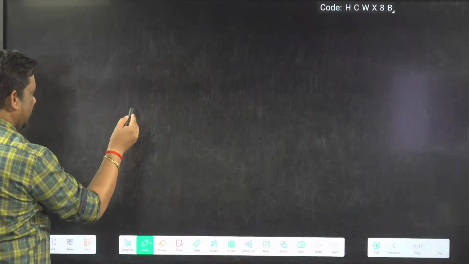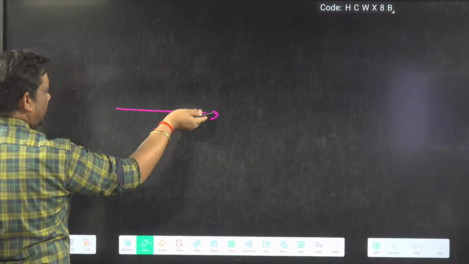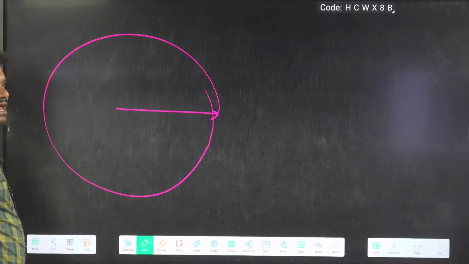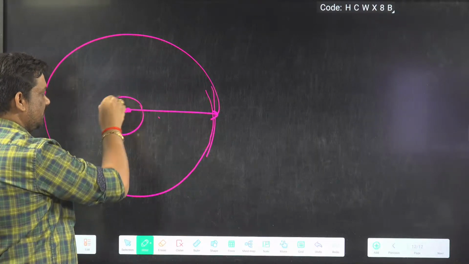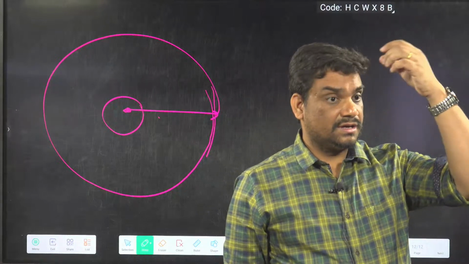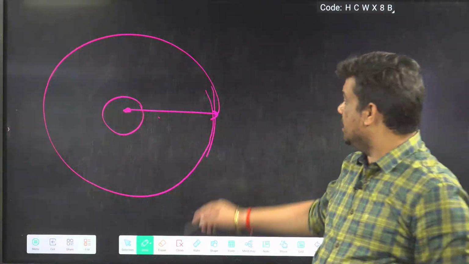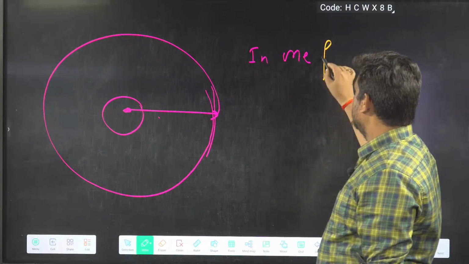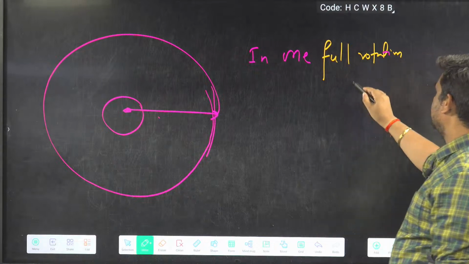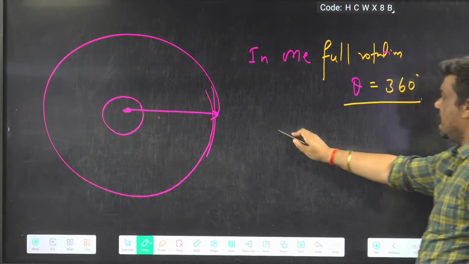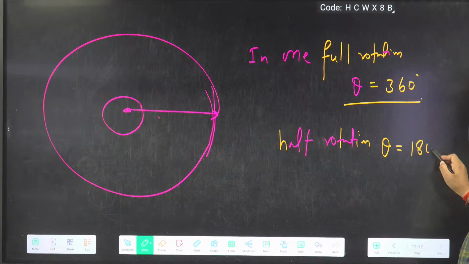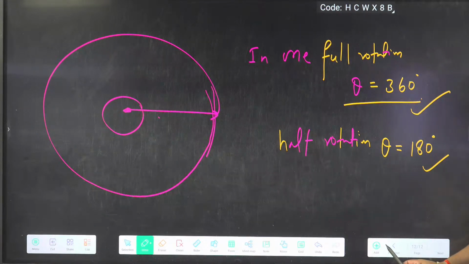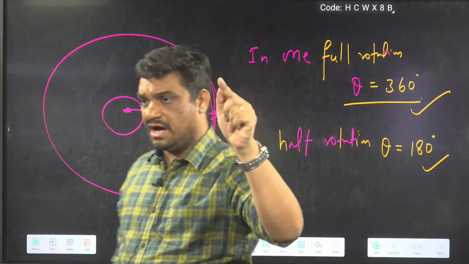Now, if this is the line here and I complete one full rotation like this, how much angle will there be in one full rotation? Yes, 360 degrees. So remember, in one full rotation, theta is always 360 degrees. If I say half rotation, then theta will be 180 degrees. In one full rotation it is 360 degrees, and in half rotation it is 180 degrees. This point is also clear.